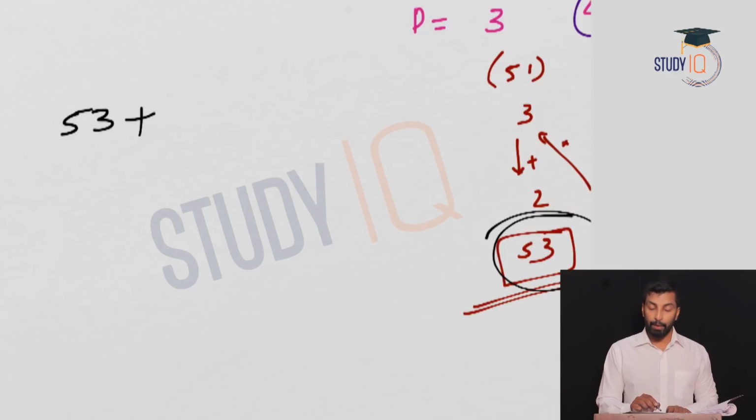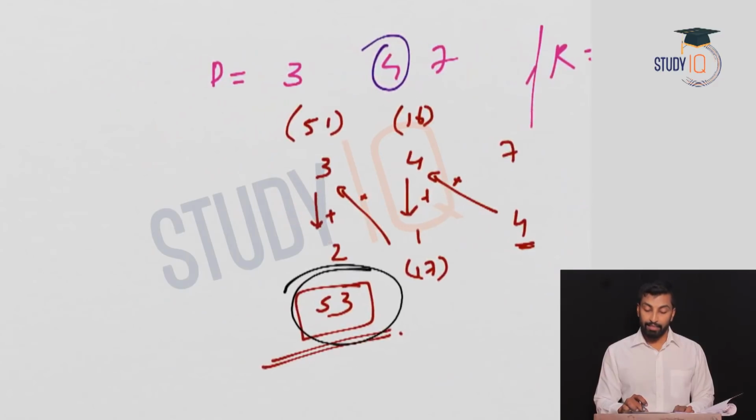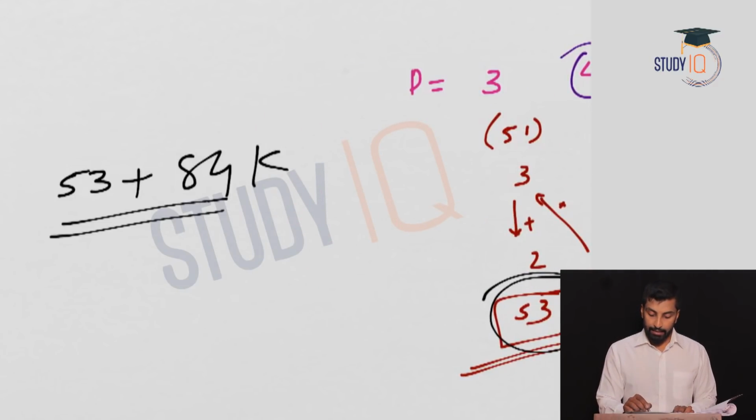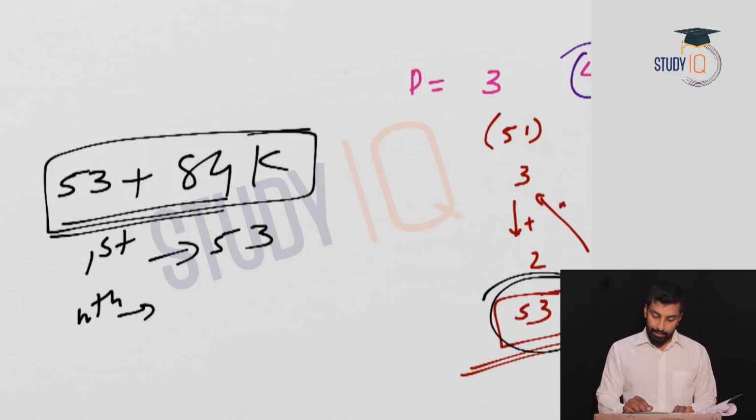Then what can they ask you? Second number, 53 plus LCM of divisors. So what is the LCM? LCM of divisors 3, 4, 7, that is 84. So now you know this will make a series. This will make an AP. So they can ask you the first term, that is 53. Nth term, that is A plus N minus 1 into D.